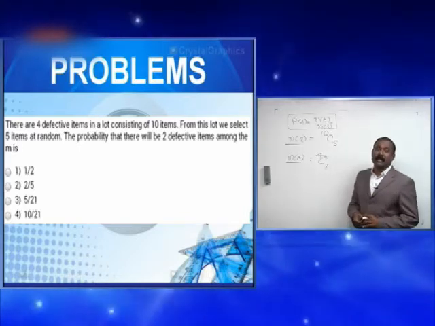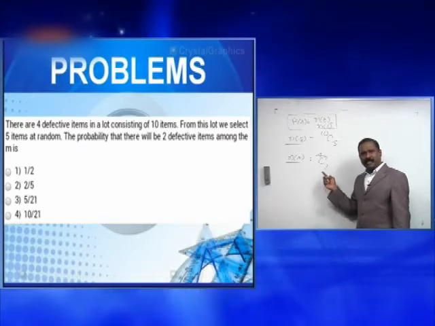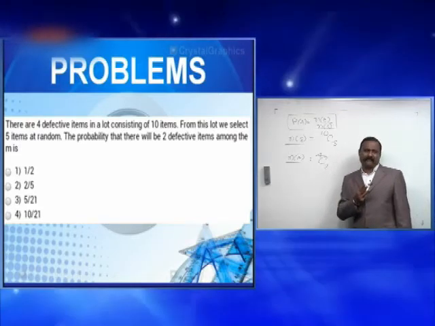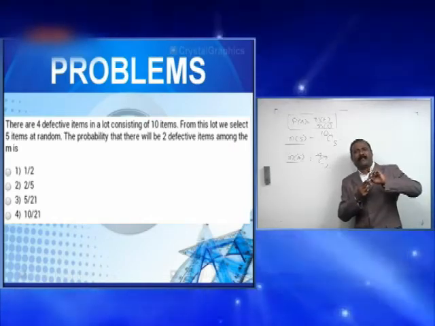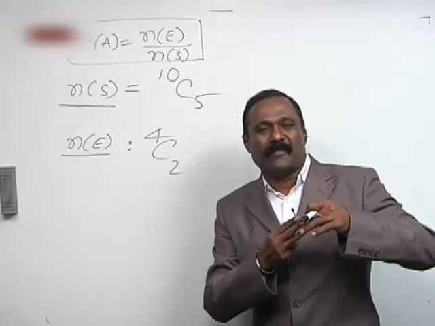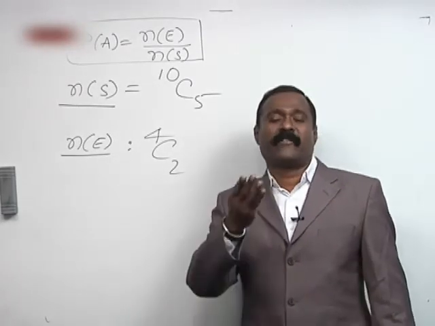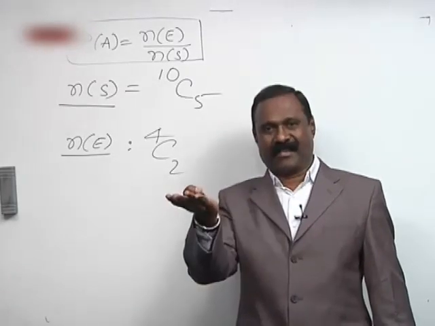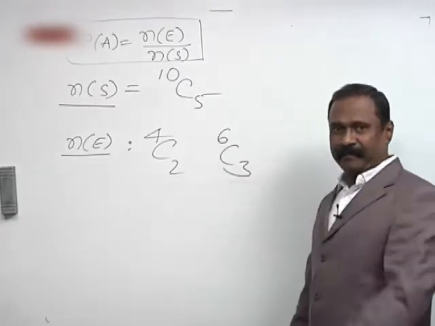And how many are remaining now? 5 are taken. So among 5, already 2 are taken. How many are remaining? 3 are remaining. Those 3 must be non-defective. How many non-defective are there? 10 minus 4, 6. So from 6, you have to take the remaining 3.